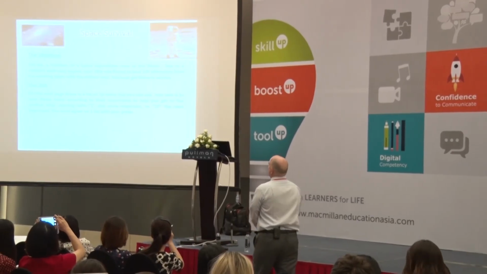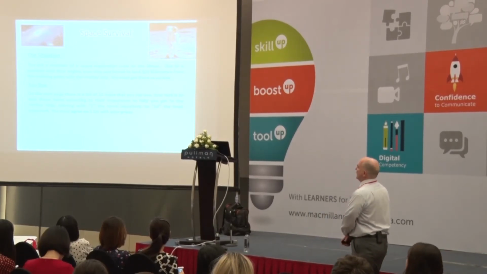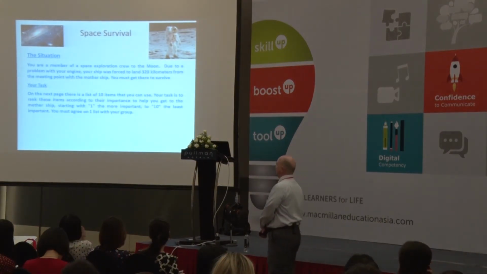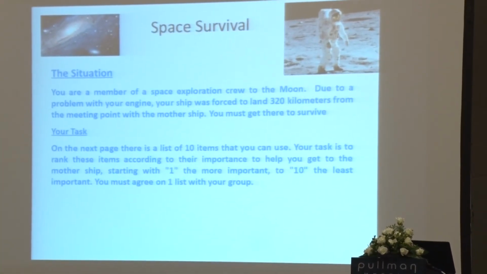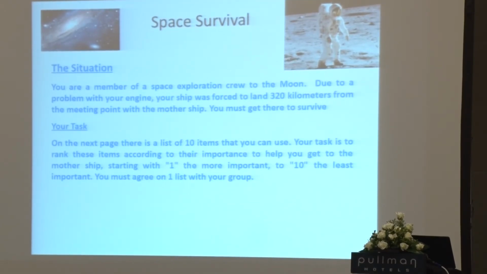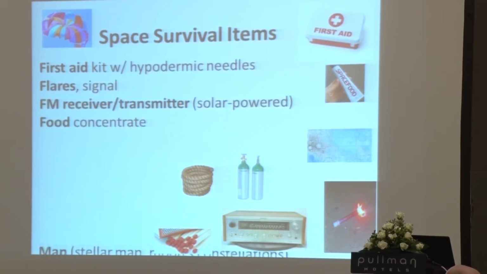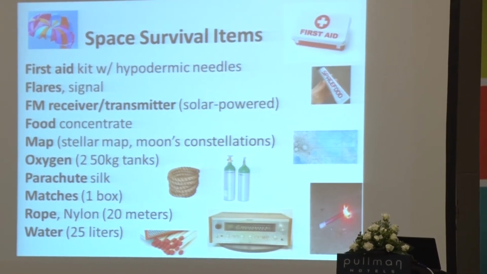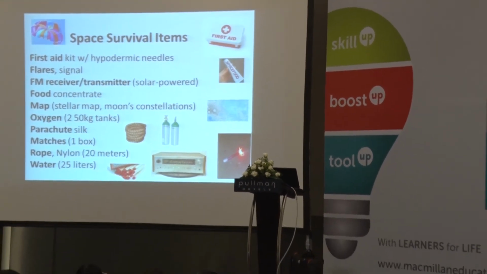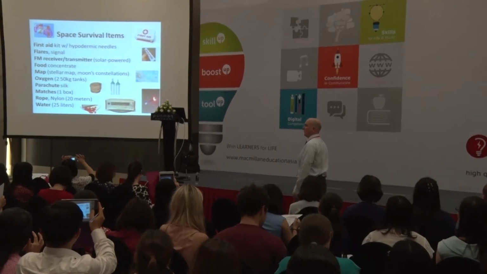Here, your students are on a space exploration to the moon. Oh, but there's a problem with the engine, and they cannot get to the mothership. But in order to survive, they must get there. So their task is to work together, to collaborate, to think critically and creatively of how they will get there. Now I'm going to give them a list of 10 items. Your task is to rank the items. 1 is the most important, 10 is the least important, that help you get to your mothership.